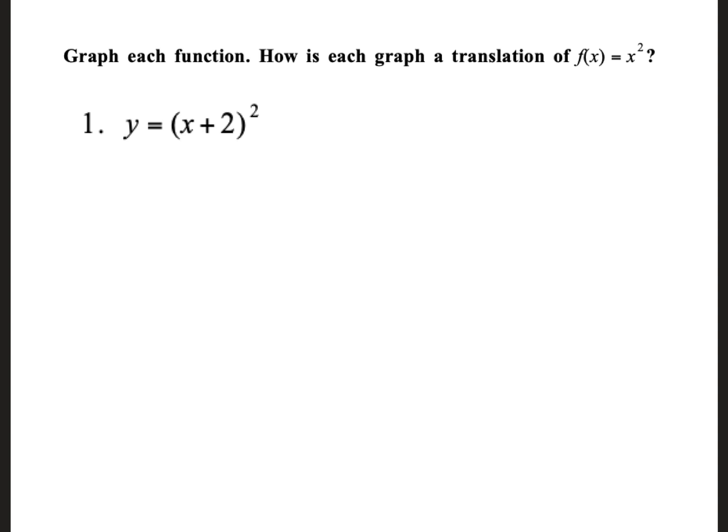All right, the first problem says graph each function. How is the graph a translation of f of x equals x squared? Now on your actual final you'll have graphs to choose from. What I mostly want to talk about is how these move.